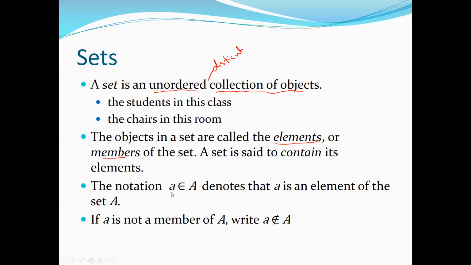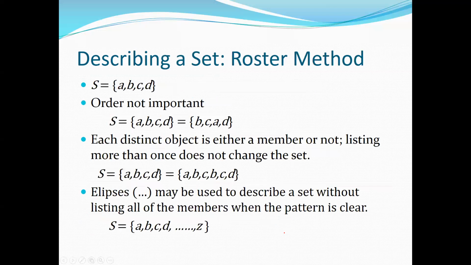So the notation: a belongs to A, where the small a is the element. A small letter always represents an element of the set, and a capital letter we use to represent the name of the set. So small a belongs to A denotes that a is an element of the set A, right? If a is not a member of the set A, we write a does not belong to A. That's how we define the sets.